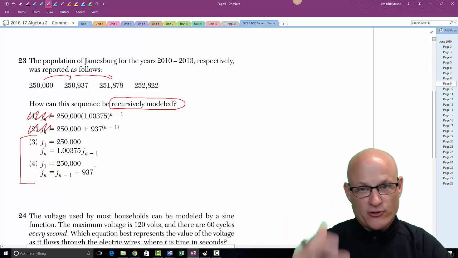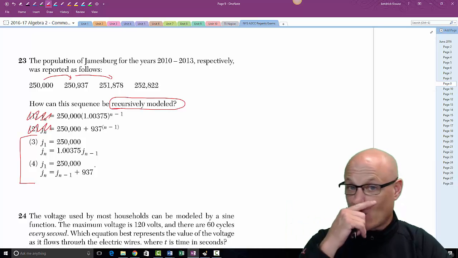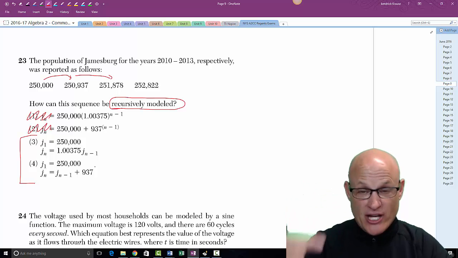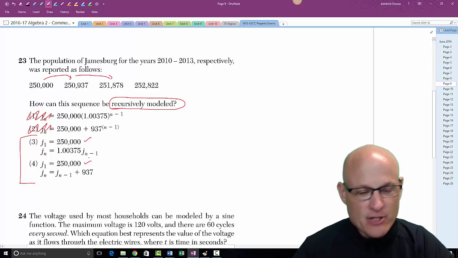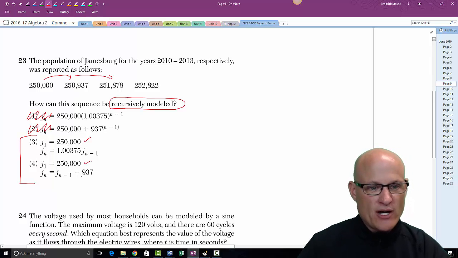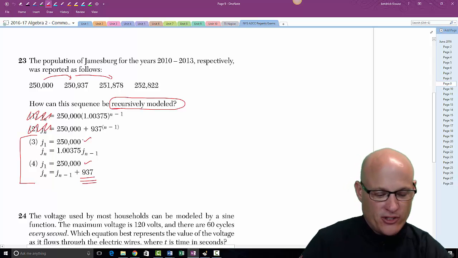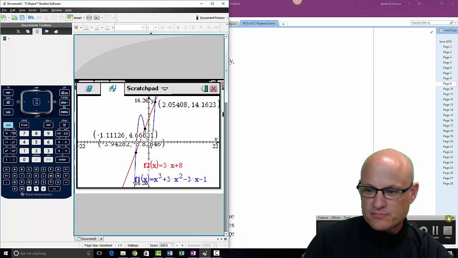Recursive models always give you the first term, and then you use the next formula or expression to generate the next term in the sequence. So both of them start with 250,000. I'm going to use my calculator to see. Now it looks like exponential growth. Looks like we're growing. So I'm not sure if I'm adding 937 every time or I'm doing this one. So first thing I'm going to do is go over to my graphing calculator.